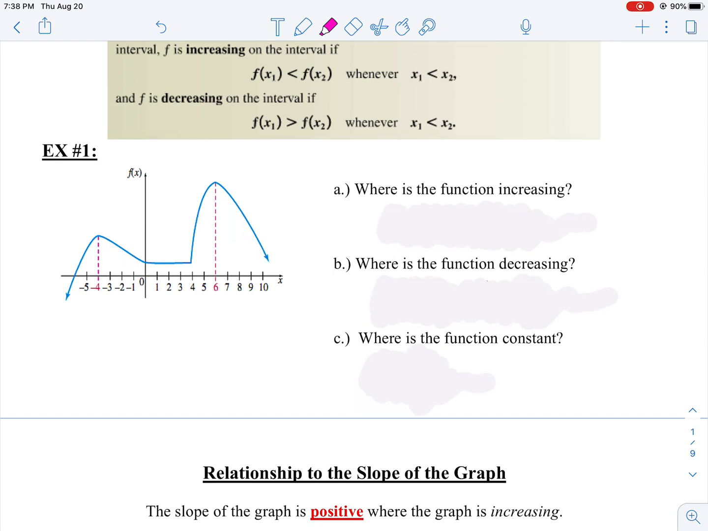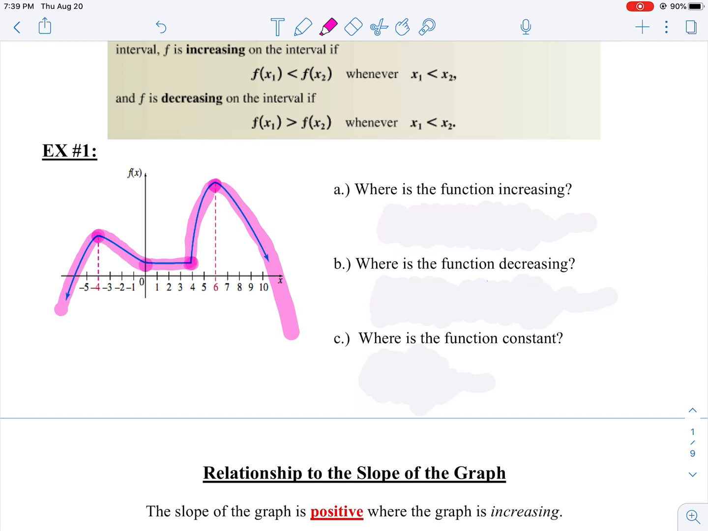So if I'm looking at this graph and I start way over here to the left, as soon as I hit this path, I'm going to be increasing until I get to this point here, right? -4. And then it looks like I'm going down. I'm decreasing until I get to about 0. Then I'm going flat for a little while till I get to about 4. And then I'm increasing again till I get to x equals 6. And then I'm decreasing, it looks like, for the rest of the time.